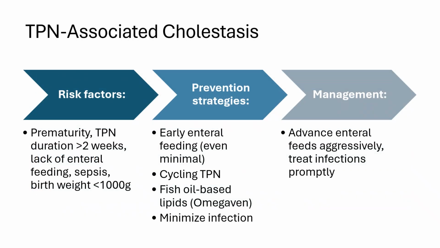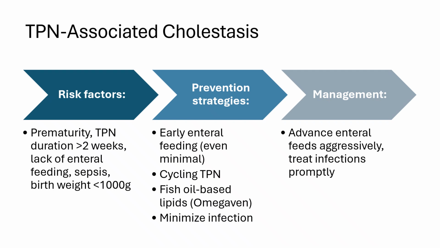Total parenteral nutrition saves the lives of infants with intestinal failure, but prolonged use exacts a price on the liver. Understanding risk factors and prevention strategies helps minimize this complication in our most vulnerable patients. The pathophysiology involves multiple insults to the hepatobiliary system.